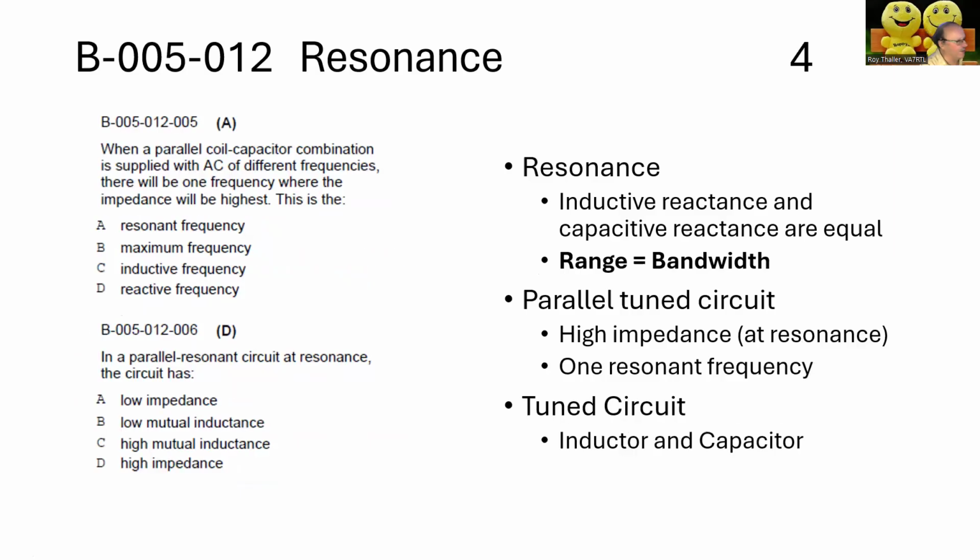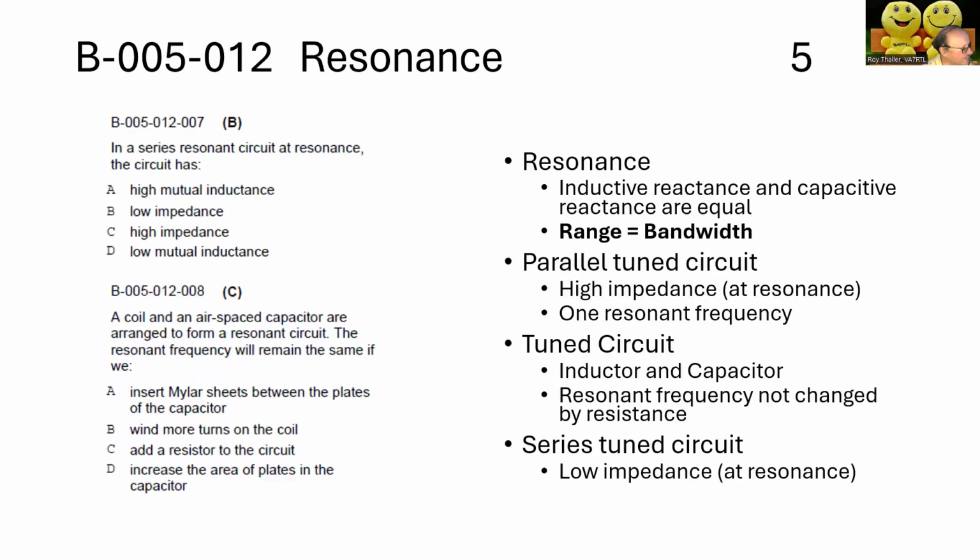When the parallel coil capacitor combination is supplied with AC of different frequencies, there will be one frequency where the impedance is the highest. So what would that be? So that would be the resonant frequency. In a parallel circuit at resonance, the circuit has D, that would be the high impedance. In a series resonance circuit at resonance, the circuit has B, low impedance. B is the correct answer.